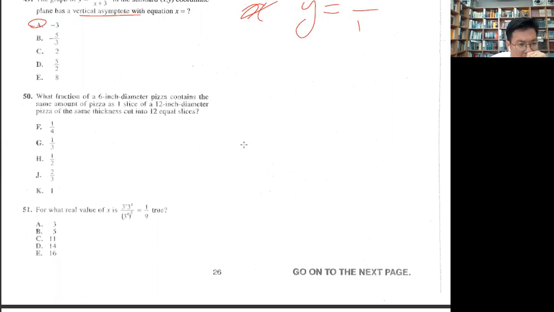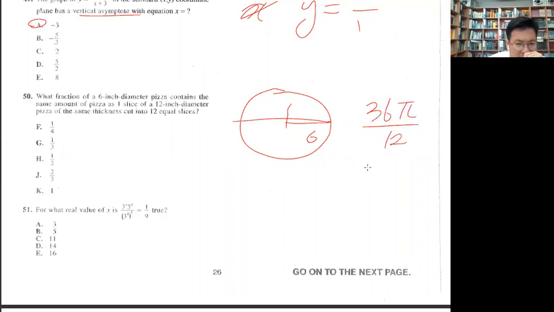So, okay, area is so 12 inches diameter, which is 6 inches. So area is, what is it called? 36 pi divided by 12 pieces, which is 3 pi each. And then what fraction 6 inches pizza, which is 3 diameter. So 9 pi is area. Same amount.